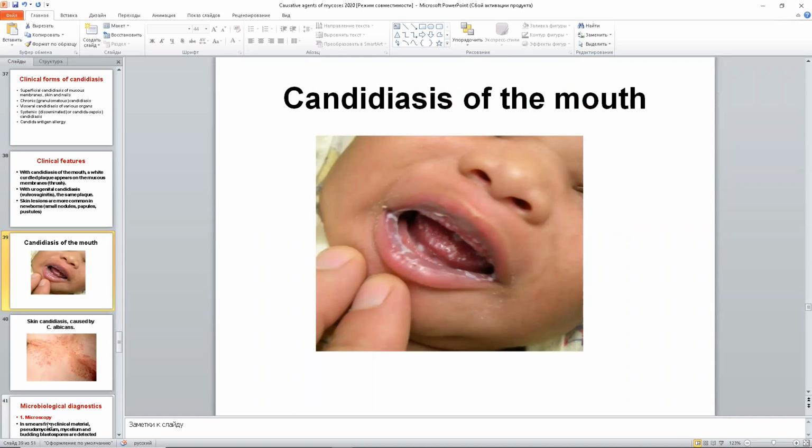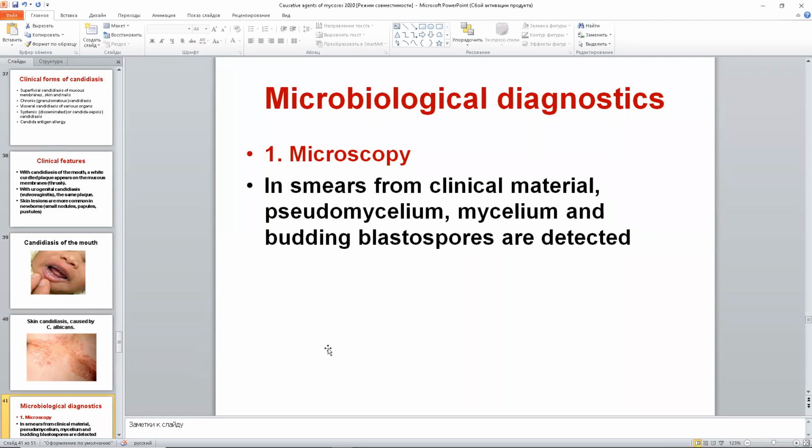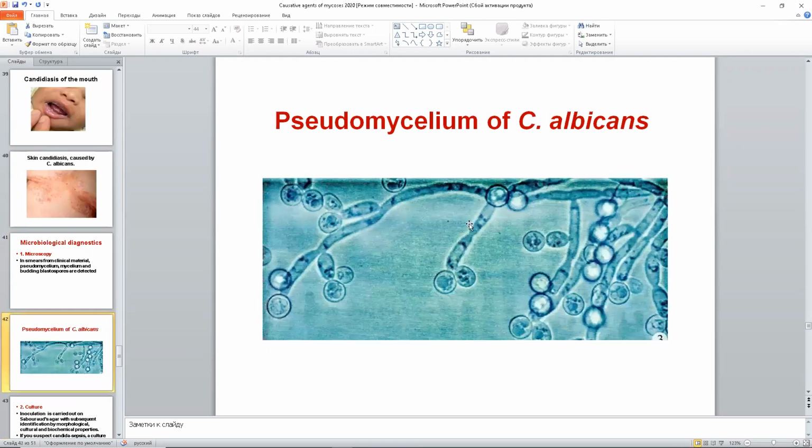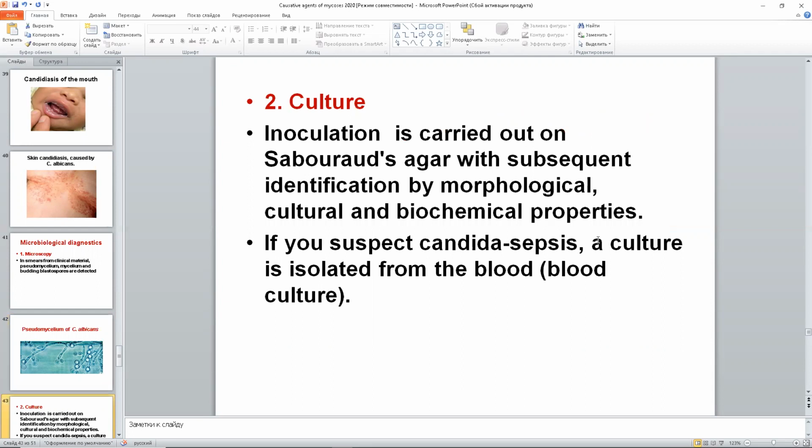So, microbiological diagnosis. A microscopical test is used in smears from clinical material; pseudomycelium, mycelium, and budding blastospores are detected. But there is a photo. What are they? Pseudomycelium. Cells multiply quickly, they stay together, and they are able to develop blastospores. And it is visible.